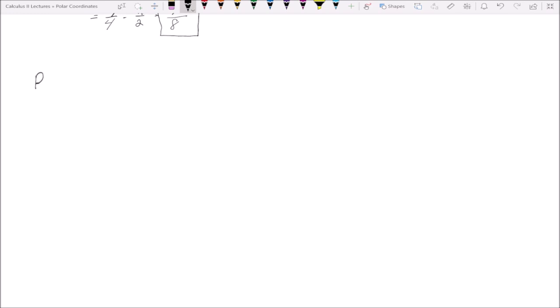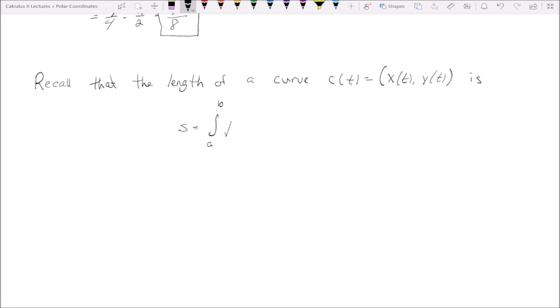So you should recall that the length of a curve of the form c of t equals x of t, y of t, was s equals the integral from a to b of the square root of x prime of t squared plus y prime of t squared. So I'm going to use the notation x dot squared plus y dot squared.